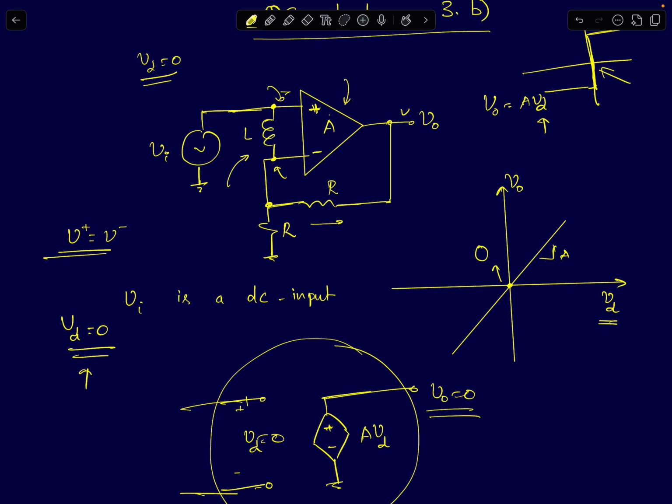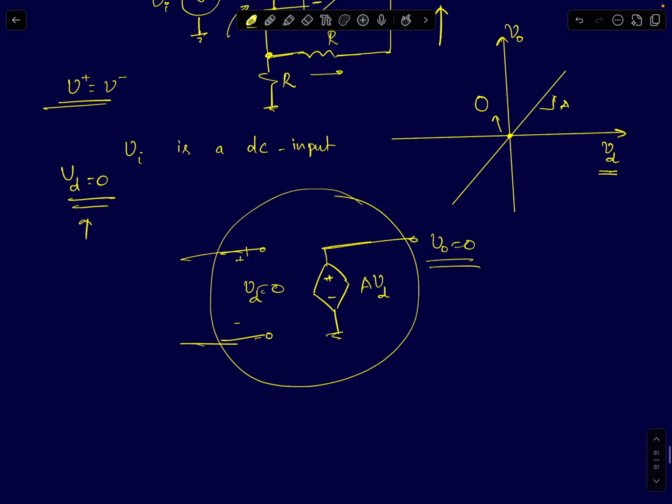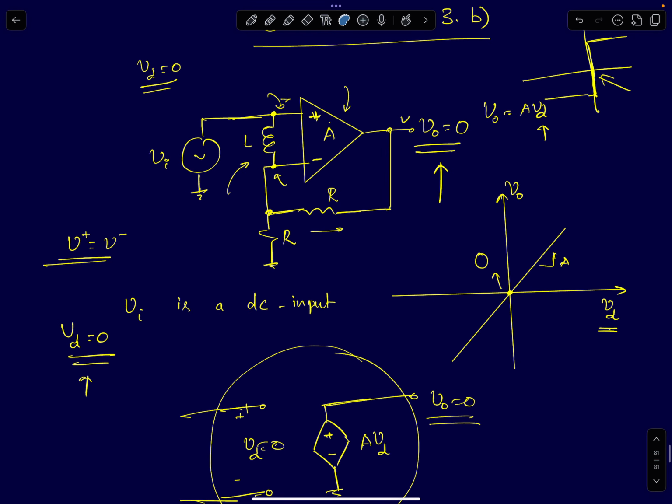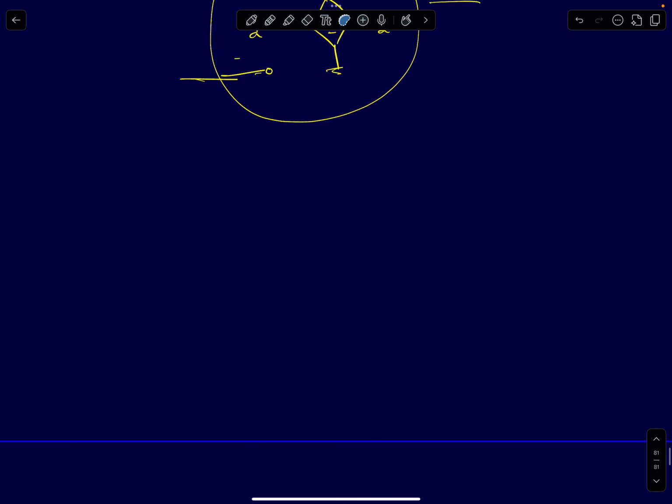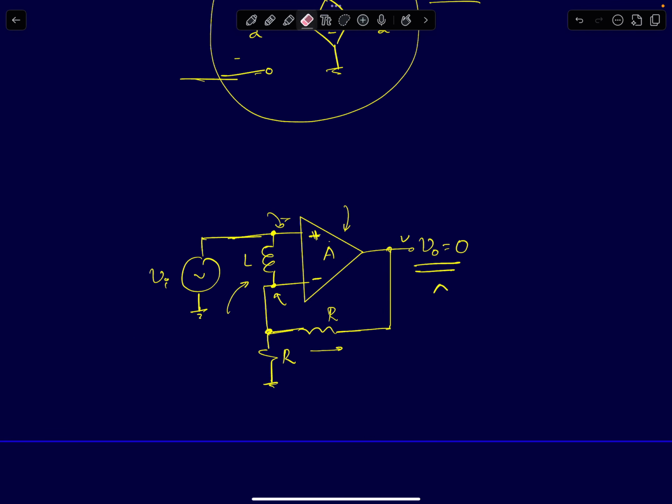If the differential input to this op-amp is 0, the output voltage has to be equal to 0. So what happens if the output voltage is 0 here? Let me just draw this again. What's happening here is that your inductor is forcing the inverting and non-inverting terminal voltages to be equal. Remember, they are not equal because of feedback.